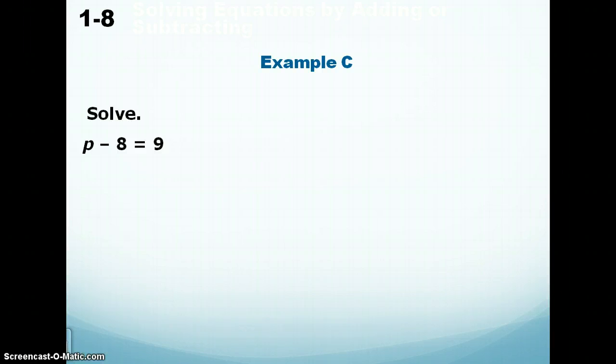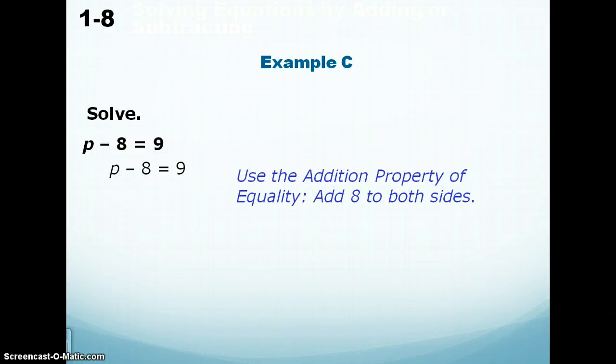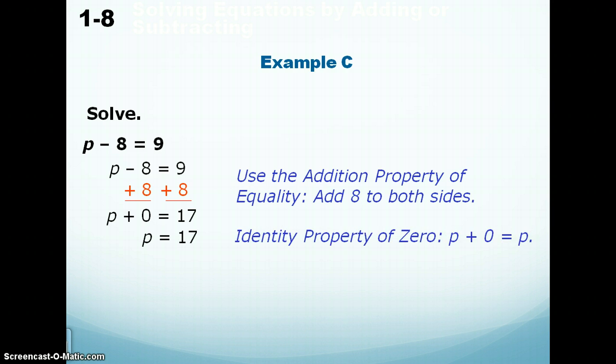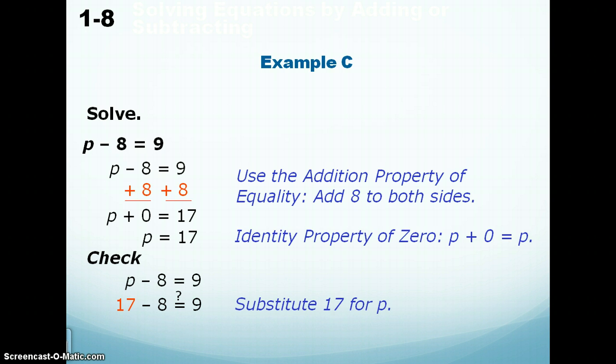Let's try another one. p minus 8 equals 9. p is our variable. We're subtracting 8, so the inverse would be to add 8 to both sides. We do this vertically. Bring down what's left. p plus 0 equals 17, which is just p equals 17. Check our answer. 17 minus 8 equals 9.